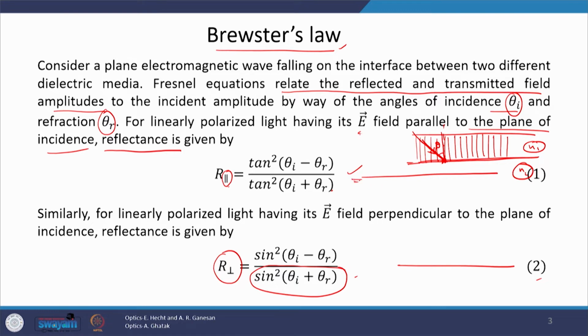While in equation 1 we see that the denominator is tan square of (theta i plus theta r). There is a tan in the denominator, which can assume an infinite value also. When theta i plus theta r is equal to 90 degrees, tan of 90 is equal to infinity, and in that case R parallel is equal to 0. It means if we launch light at the interface between two dielectric media at an angle such that theta i plus theta r is equal to 90 degrees, then there would be no reflectance.